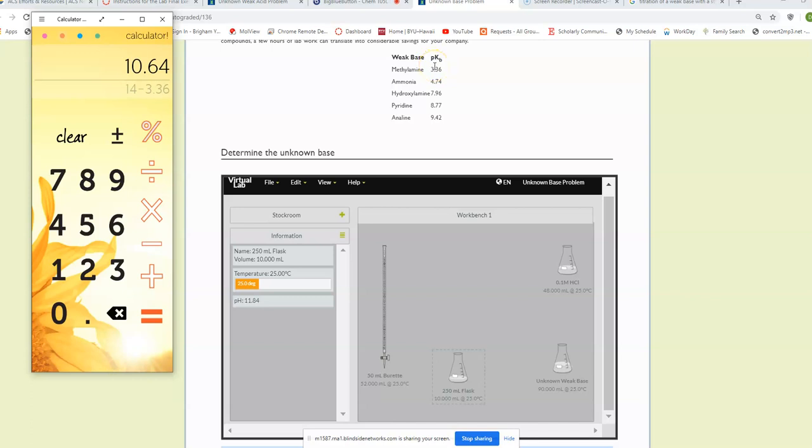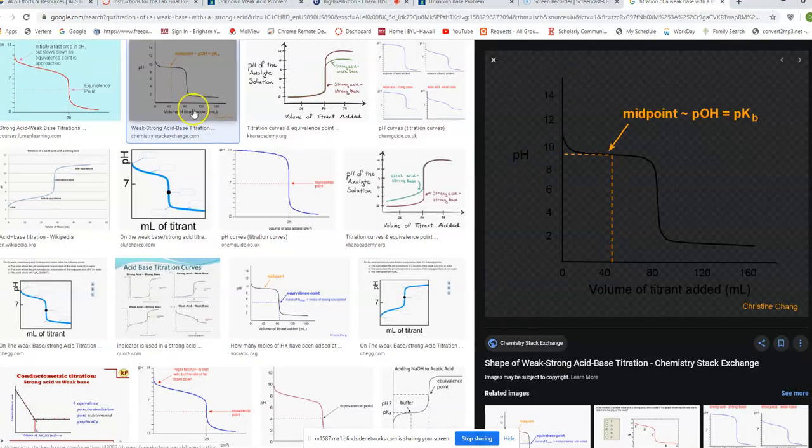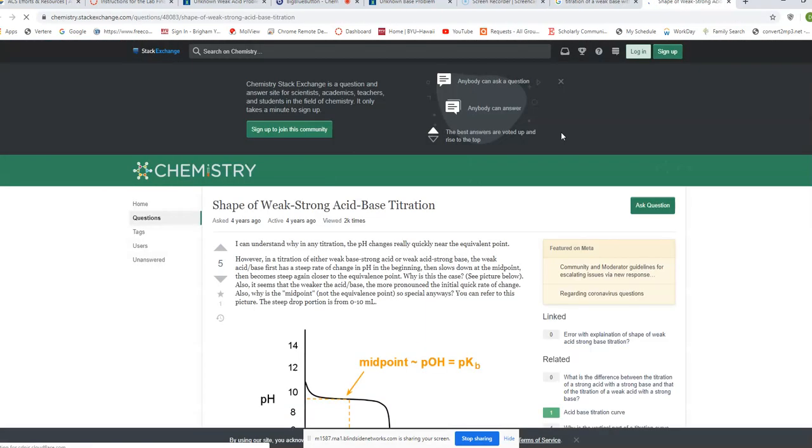Now, Alyssa, do you remember what it means when we reach the pKb or the pKa of our weaker acid or base? That means we're at the halfway point. That's right. Very good. So we want to get to the halfway point for this titration curve, right?